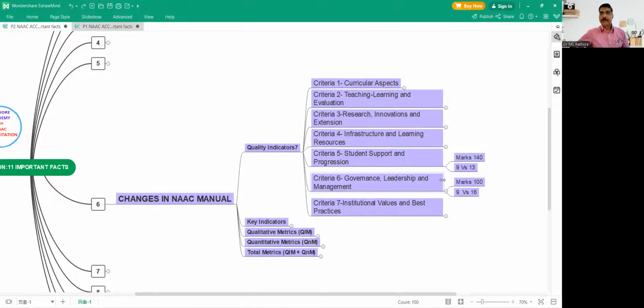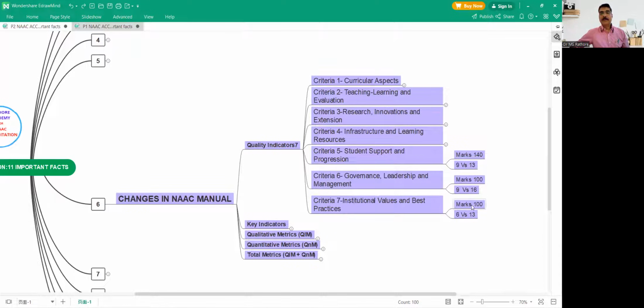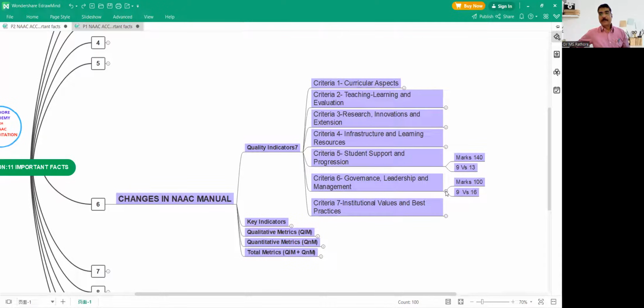In criteria 6, the marks allotted are 100, and previously there were 16 matrices, and right now there are 9 matrices. And in criteria 7, it is 100 marks, and previously there were 13 matrices, and right now it is 6. So this is about the criteria.